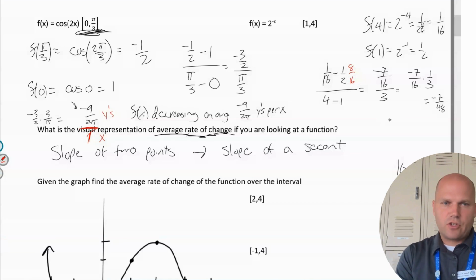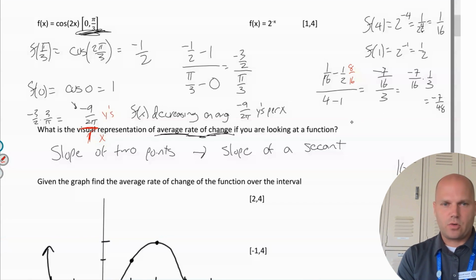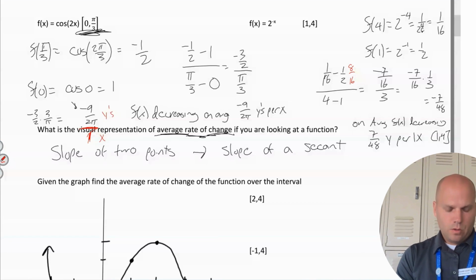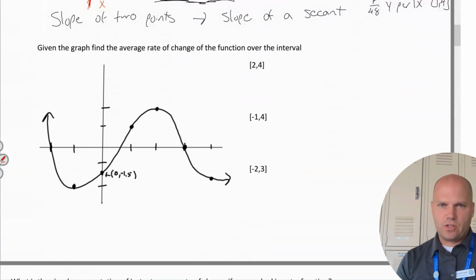Okay, and this is like introduction, stuff we kind of know how to do, just maybe we're making sure we interpret it correctly. We're decreasing 7/48 of a y per 1 x on the interval from 1 to 4. Okay, so boom, slopes of secants, on average, how things are changing.